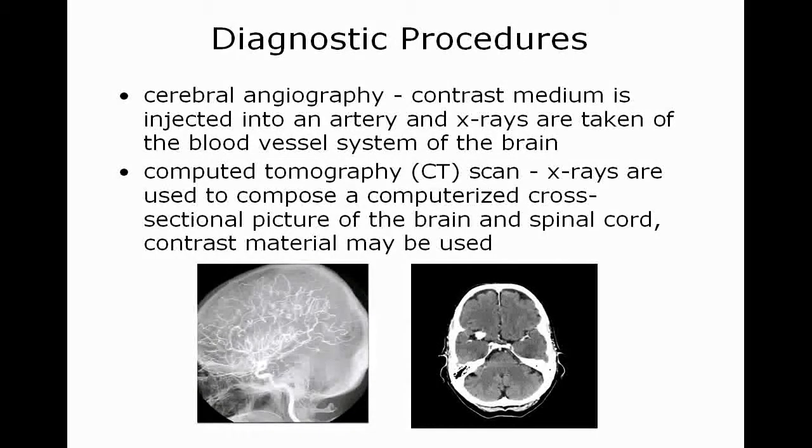And there's CAT scan, which you've seen a reference to in other chapters. X-rays are used to compose a computerized cross-sectional picture specifically of the brain here as we talk about the nervous system or the spinal cord. Contrast material may be used to allow the structures of the brain to show up more clearly on the CAT scans.